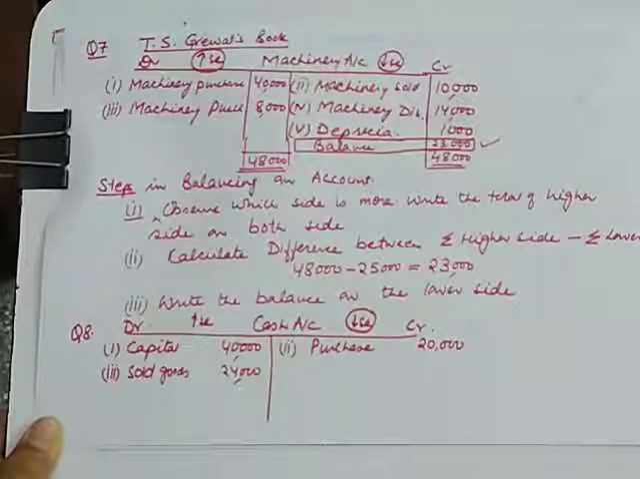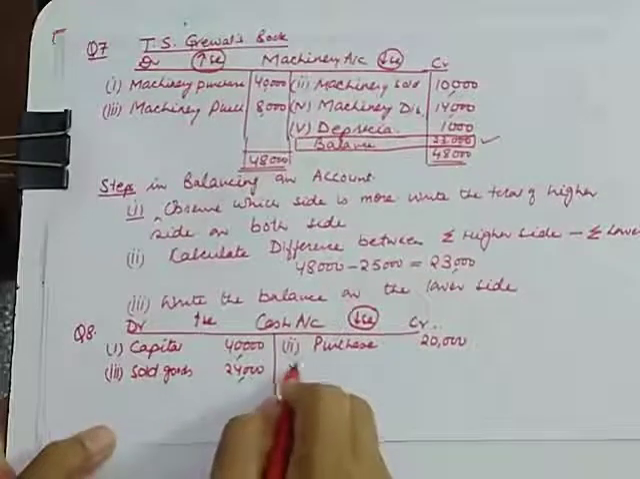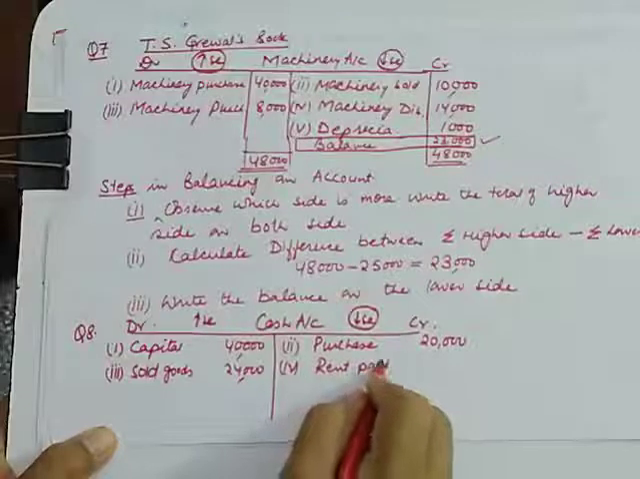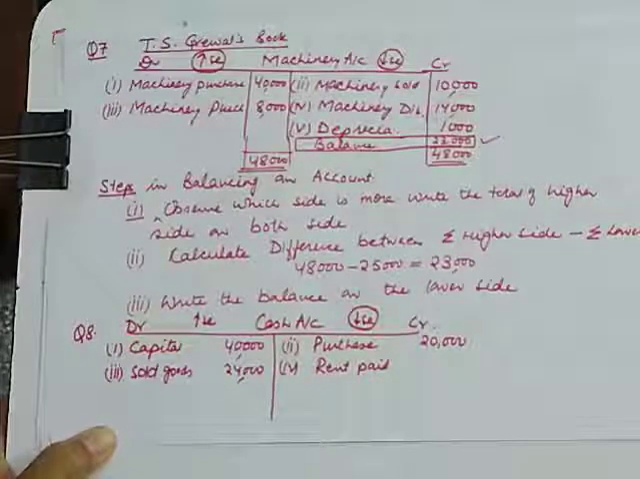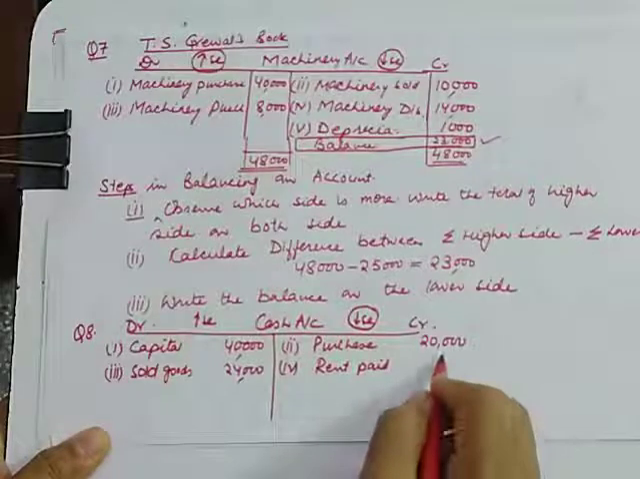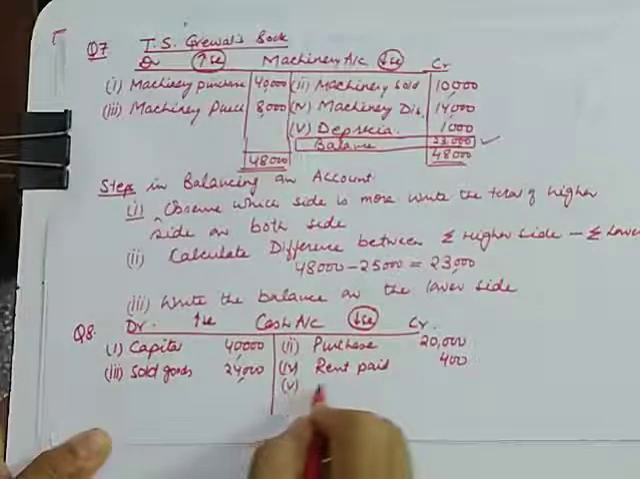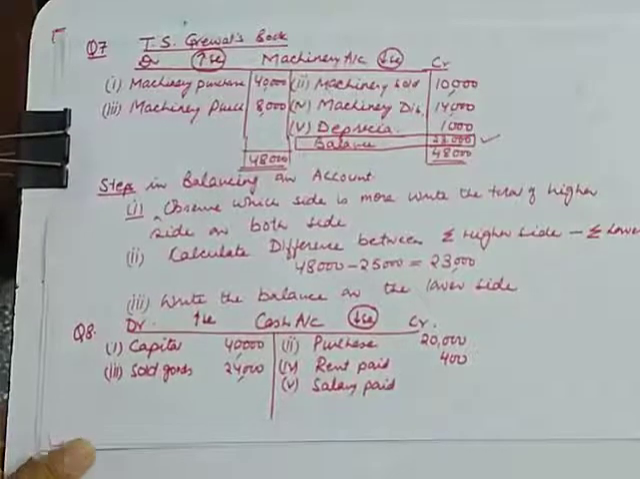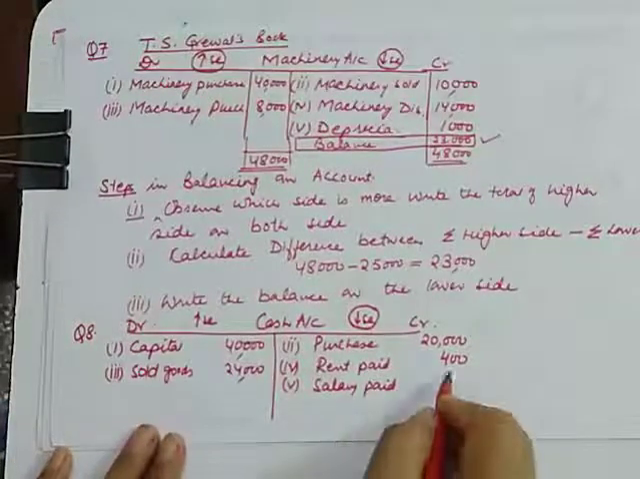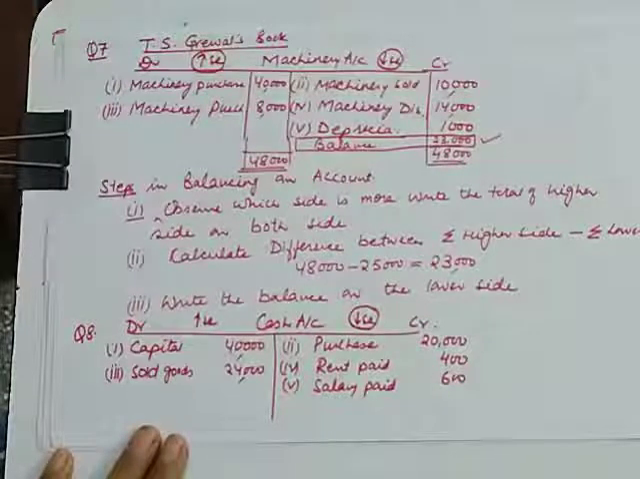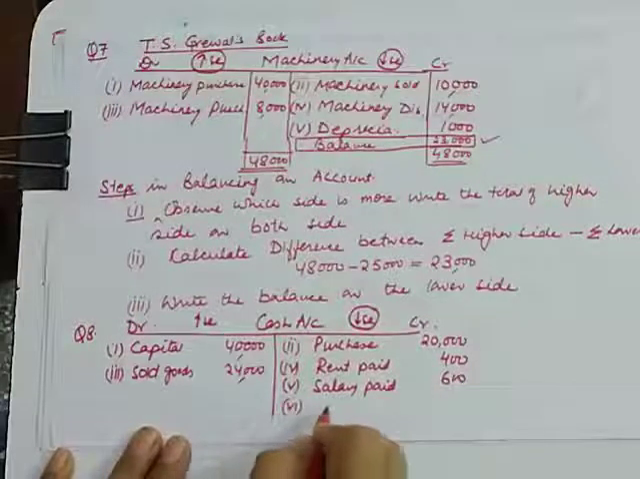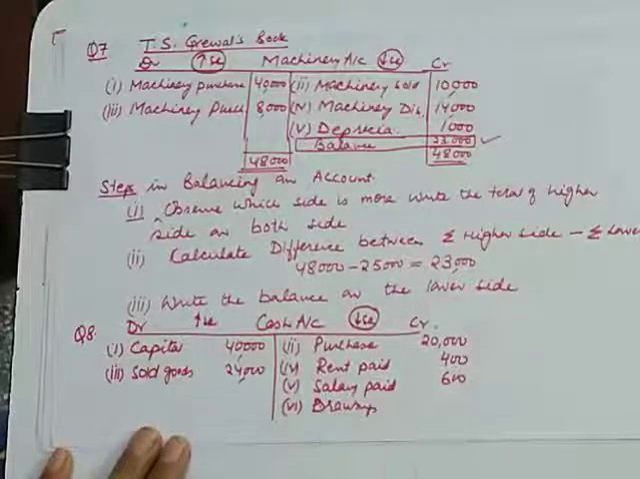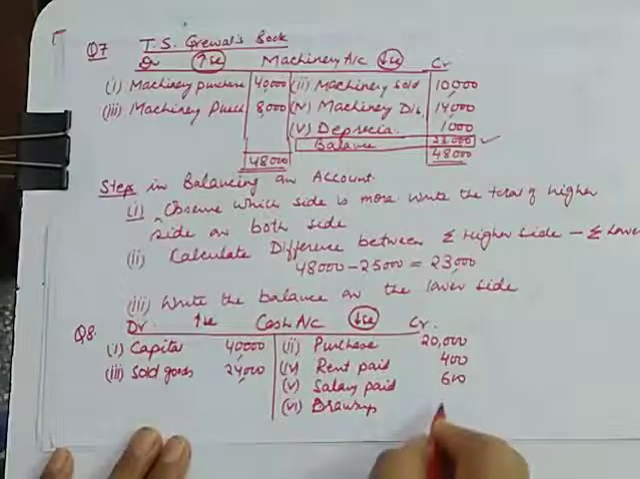Then paid rent. Fourth transaction, rent paid is 400. Then salary paid is 600. Then drew for personal use, drawings. How much drawings? Drawings are 1,000.